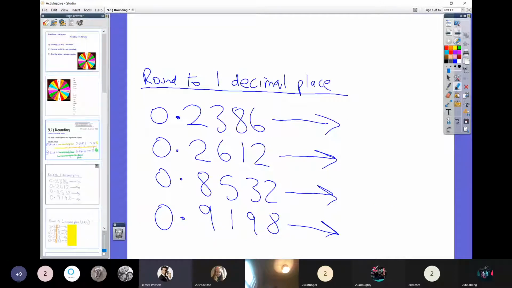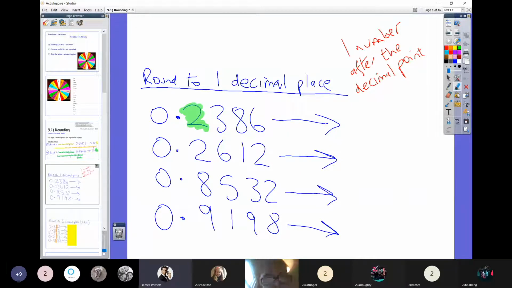Now let's say we've got to round all of these to one decimal place. So we know all of these are going to have one number after the decimal point. Now, with the first one, one number after the decimal point, we are tempted to say that the number will be 2.